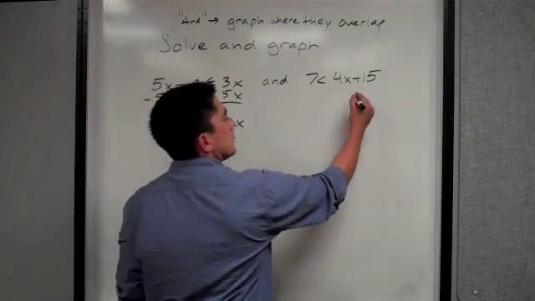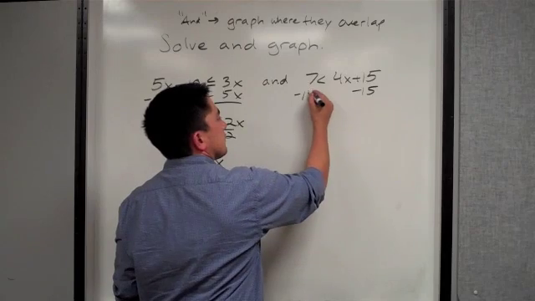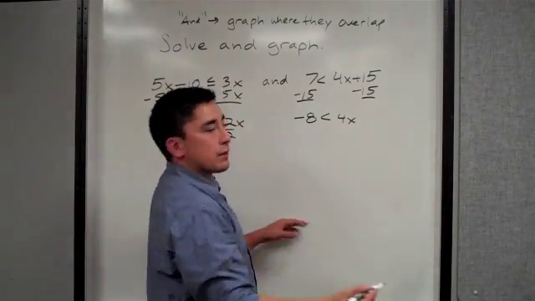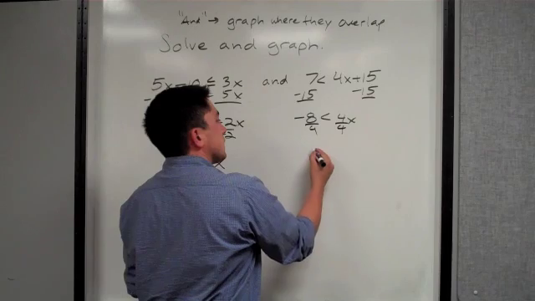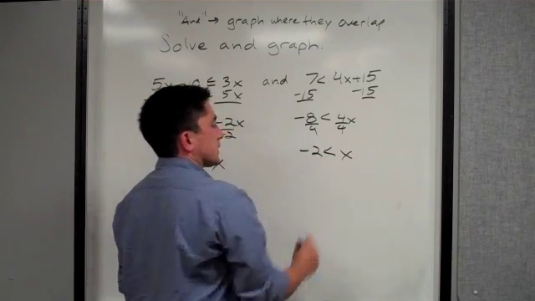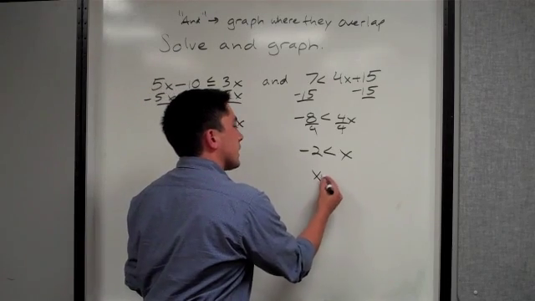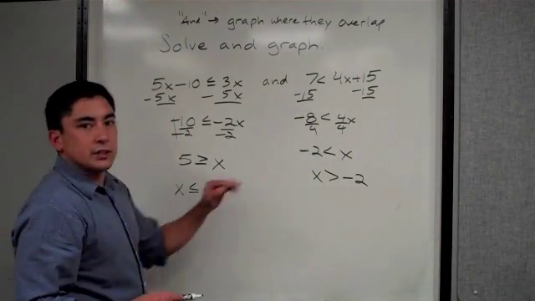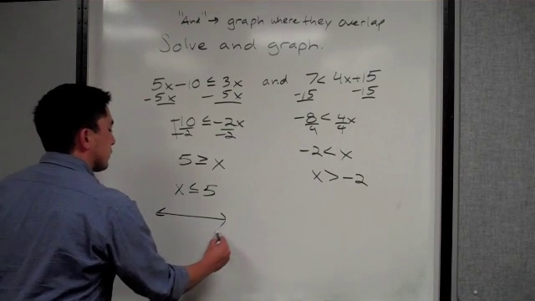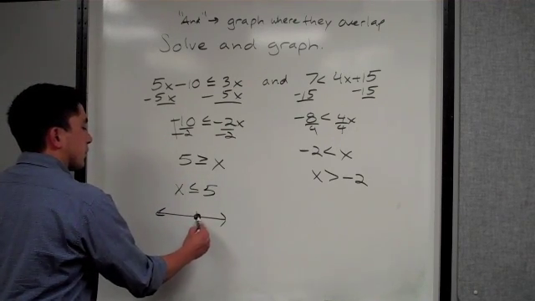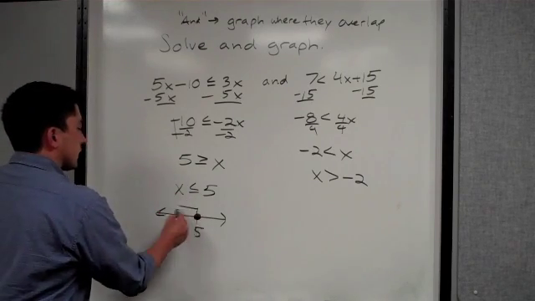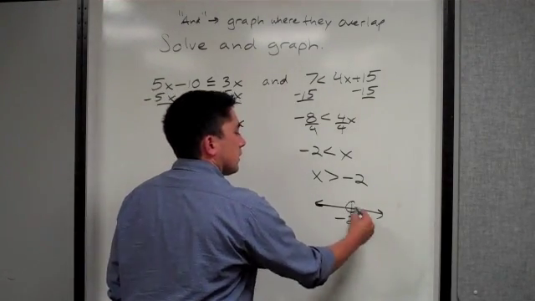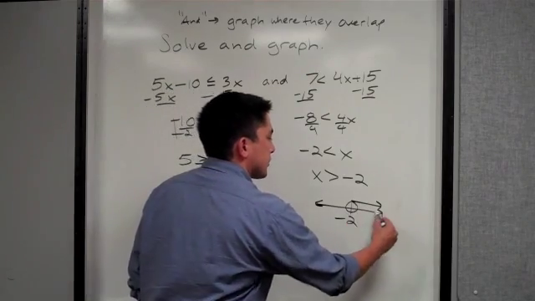And now here, subtract 15. So you get negative 8 is less than 4x. Then we divide by 4. So negative 2 is less than x. Again, if we want to switch that around, x is greater than negative 2. So if I were to graph each of these individually, this says x is less than or equal to 5. So we have our 5 here with the filled in circle because it's or equal to, and it's less than. This one says x is greater than negative 2, open circle.